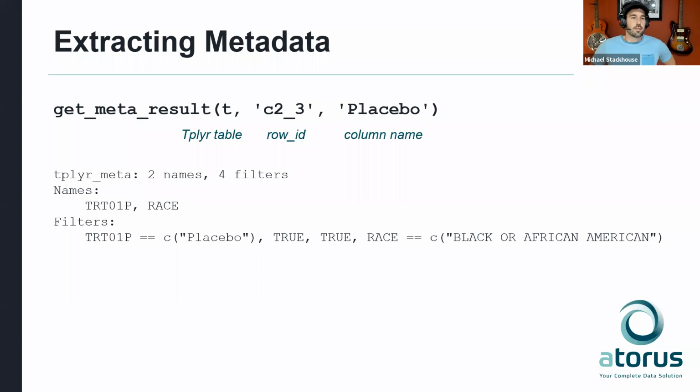You have here get meta result, which takes in the tplyr table object. Now note this is the tplyr table object. It might seem weird to you as an outside developer that we have this tplyr table object, that's the specification, but this is really why.